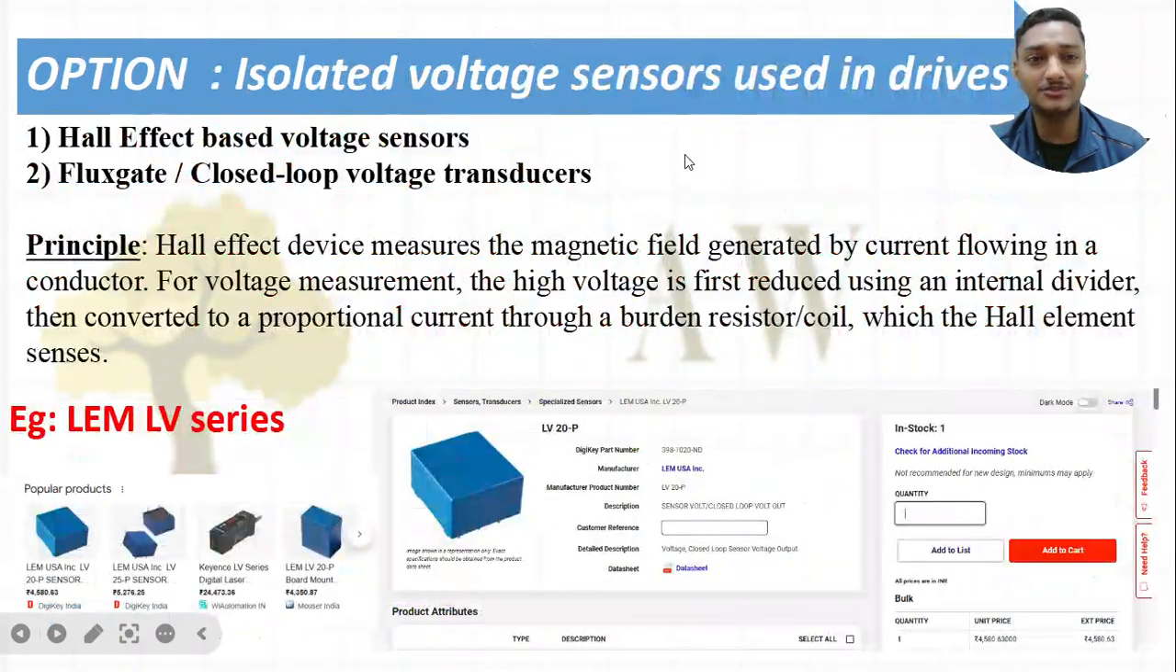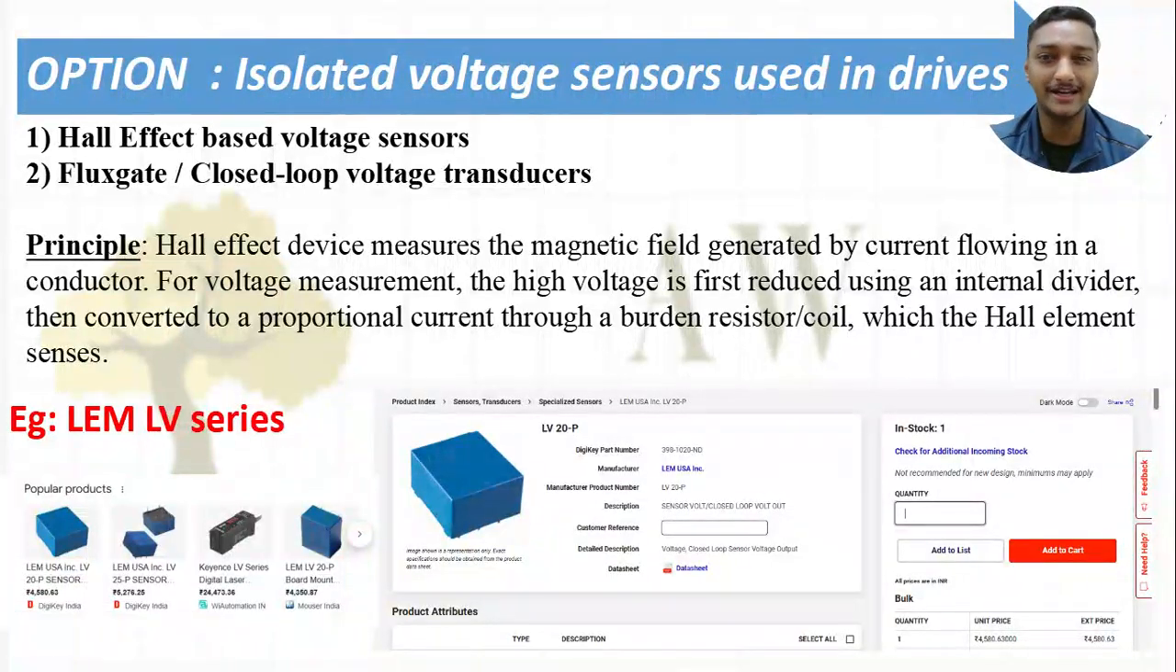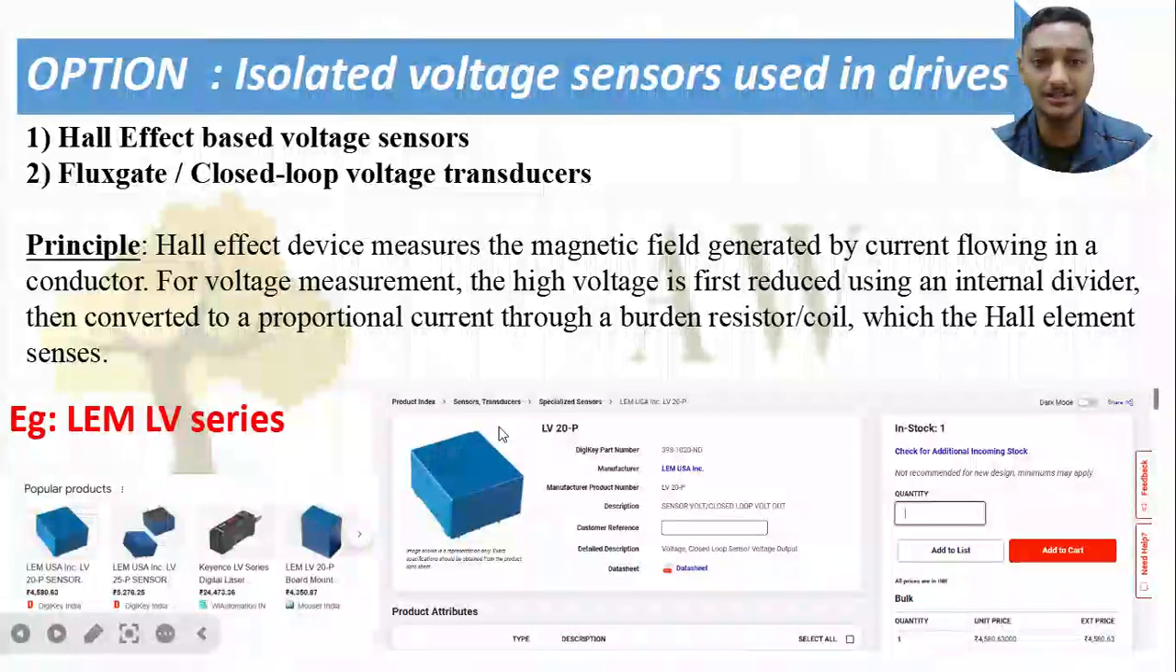Now the next and last option from my side is, if you are working on drive side applications, where you have a switching frequency of 20 kilohertz, 30 kilohertz, then generally in motor applications, maybe you have seen during your labs in your MTech or BTech, they use the LEM LV series voltage sensor. This looks like this. These are Hall effect based sensors, isolated voltage sensors which are used on the drive side. There is another type as well, the flux gate closed loop voltage transducer based sensor.